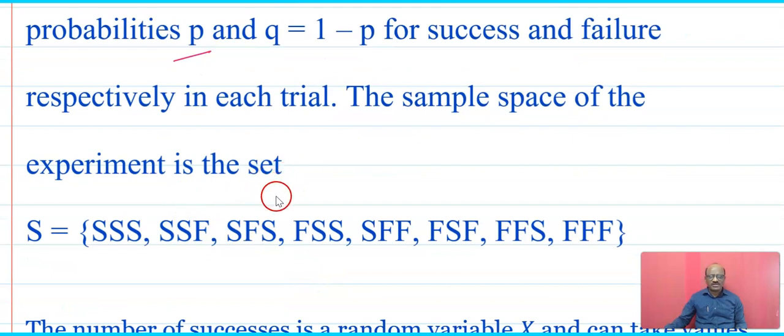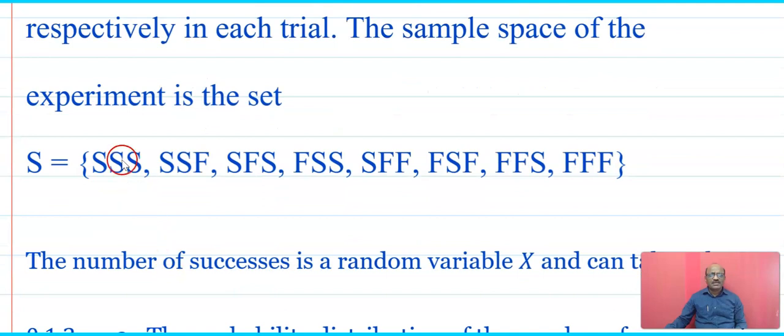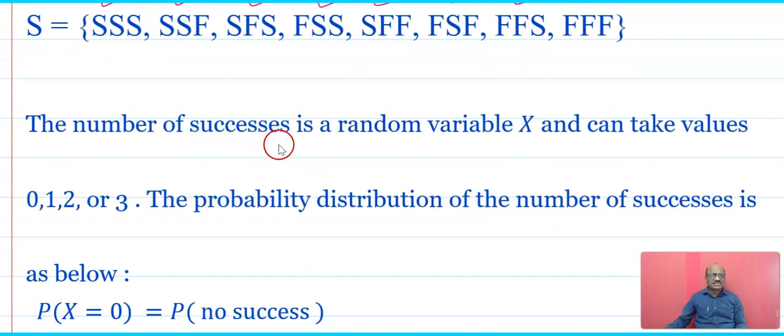Okay, tossing it. If I get all the successes, 2 successes, again 2, single one, single one, single one, and no success. The number of successes is a random variable X. Means what? If all are F, then it is 0. If 1 is S, then X is equal to 1.